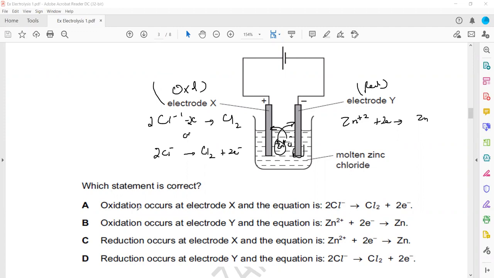So what happened? Oxidation occurs at electrode X. So yes, oxidation, which is a loss of electron, happened at electrode X. And the equation for this electrode will be that chloride ion forms chlorine molecule and loses two electrons. So that's why A will be the right answer. Is this question clear? That's why A is the right answer.